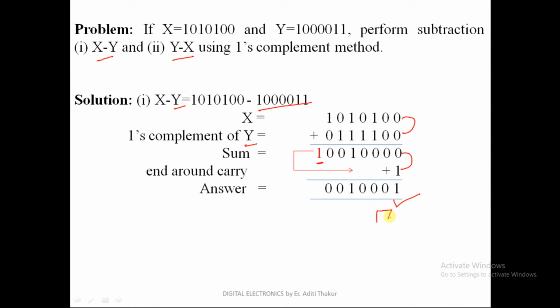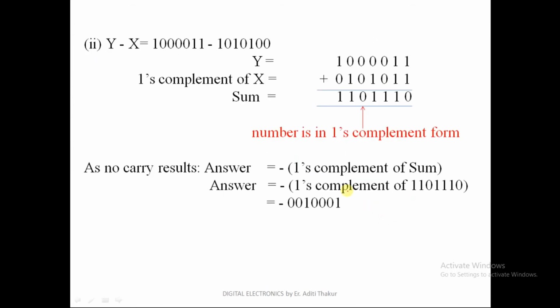If we calculate its decimal equivalent, it is nothing but 17. So we can say that x is greater than y because we are getting the sum positive. Now we will perform the second subtraction, that is y minus x, using 1's complement. Here the subtrahend is x, so we have to take 1's complement of this number. So 1's complement of this number is written here: 0, 1, 0, 1, 0, 1.